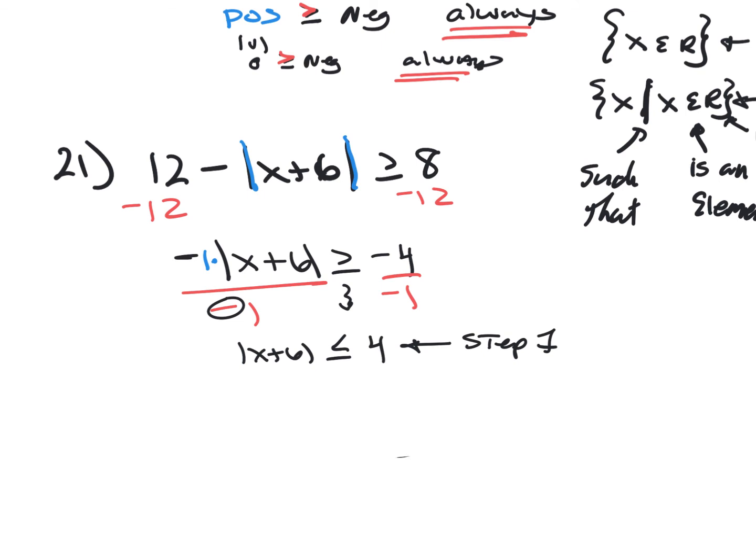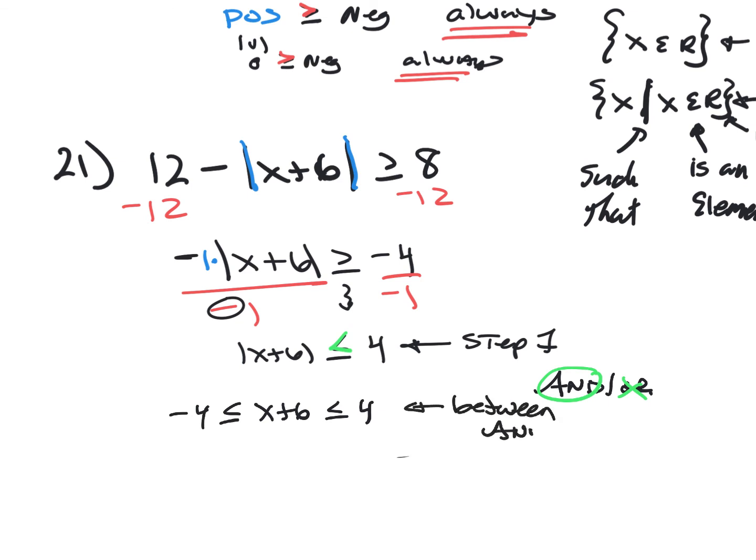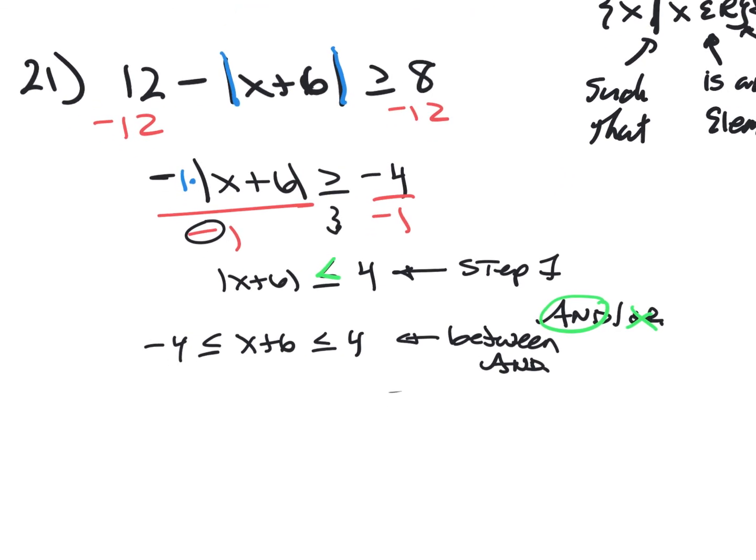Step 2, check to see if it's a special case. It's not positive, it's not 0 or negative, so it's not a special case. So then we have to write the correct compound sentence. Should we write a compound and, or should we write a compound or? We're going to write a compound and because it is a less than. So that means you have to be less than 4 units from 0. So that means x plus 6 has to be between 4 and -4. So you must write the between type sentence, the between and. And then you solve that between and.